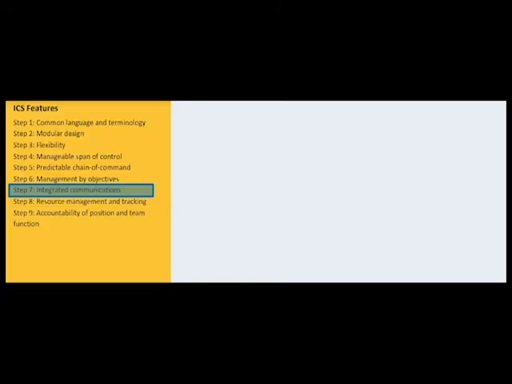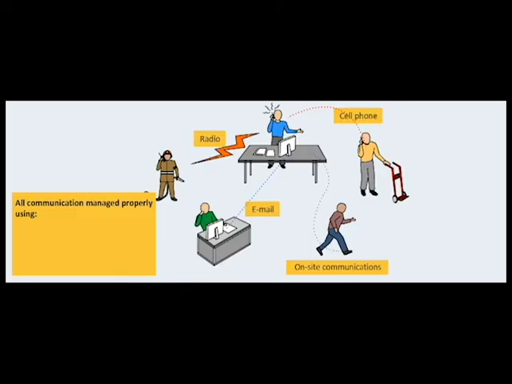Integrated communication is another key feature of ICS. This means that all forms of communication throughout the system and across jurisdictions are managed properly using standard operating procedures, clear text using no abbreviations or acronyms, common frequencies, and common terminology. Staff cannot coordinate and cooperate if they are unable to understand one another when they try to communicate.